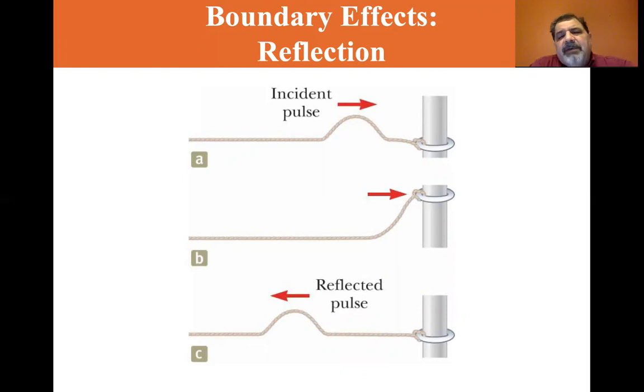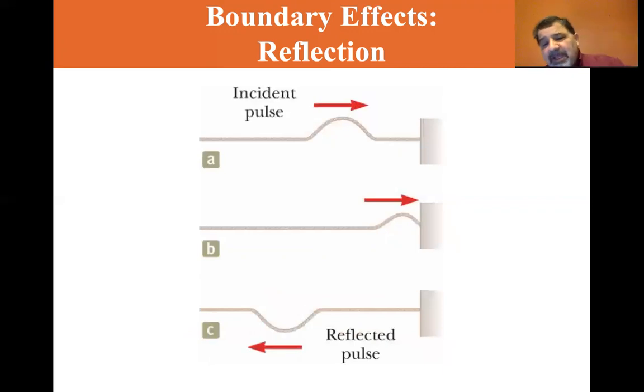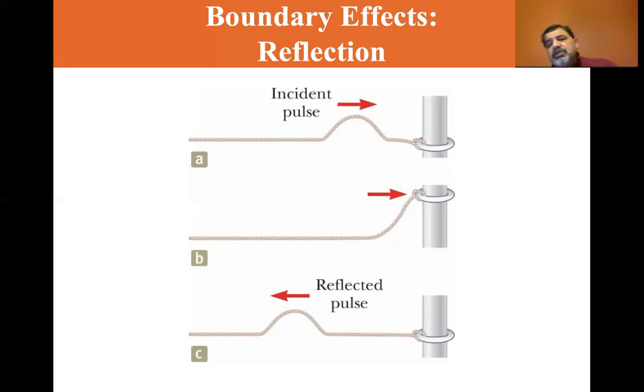You have an incident pulse. The ring will allow that pulse to raise up and then come down, and so the reflected pulse is the same as the incident pulse. It's positive going. So if it's anchored, the reflected pulse is negative. If it's loose, the reflected pulse will be positive.